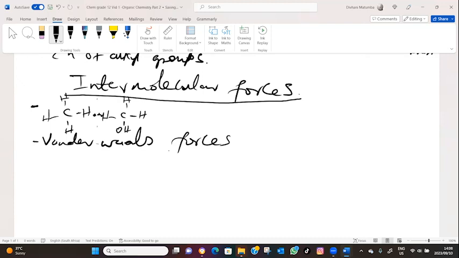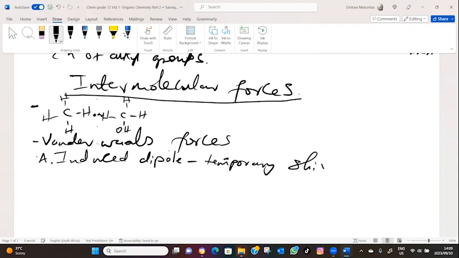The first one is the induced dipole. So now with induced dipole, you have two molecules that have very weak, or zero forces in between them, but there is a temporary shift of electrons that causes an imbalance, and it causes a little bit of a force between two molecules.